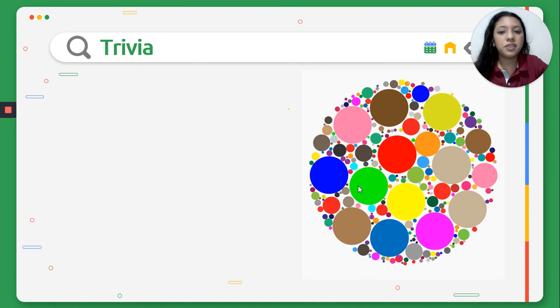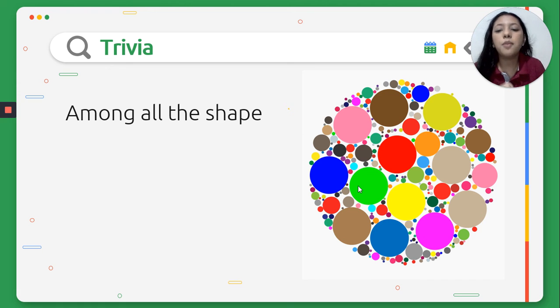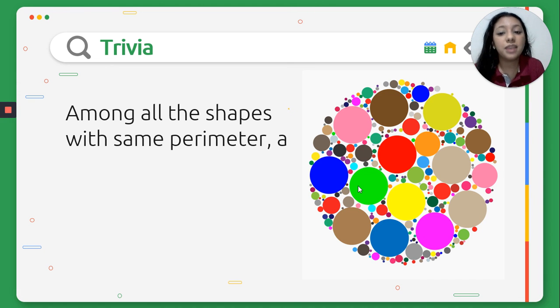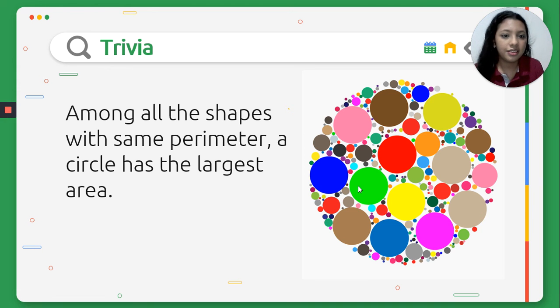And now it's trivia. Among all the shapes with the same perimeter, a circle has the largest area.